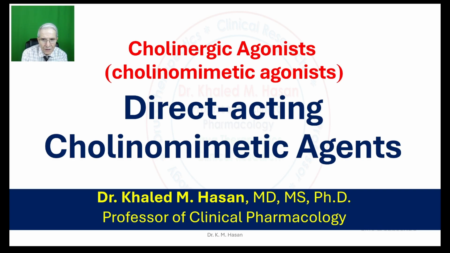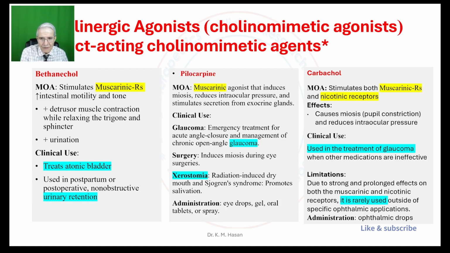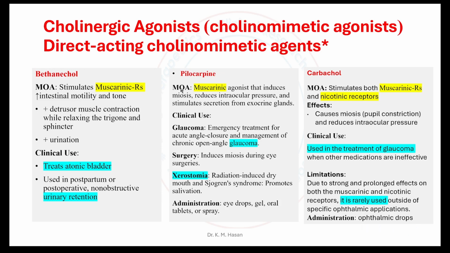As we discussed in the beginning, we have four main groups belonging to the cholinergic agonists. The first group is called direct-acting cholinergic agents, or cholinomimetic agents, which mimic the action of acetylcholine. We have three main medications here. There could be more, but these are the most popular in clinical practice: bethanechol, pilocarpine, and carbachol.